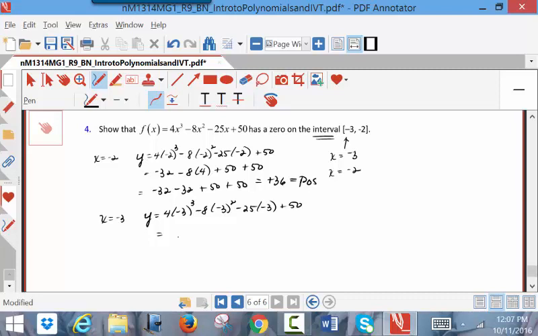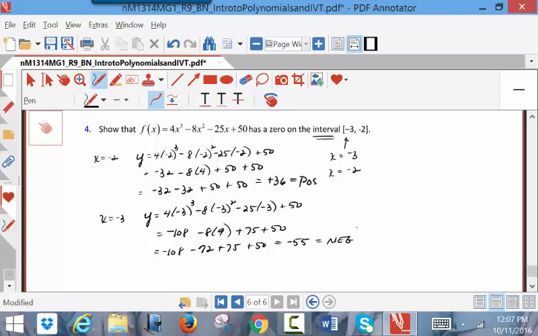So what do I have? I have 4 times a negative 27, which is a negative 108. And then negative 3 squared is 9. 25 times 3 is 75. So now I have a negative 108 minus 72 plus 75 plus 50, and I get a negative 55, which is a negative result. So the y value changed signs.